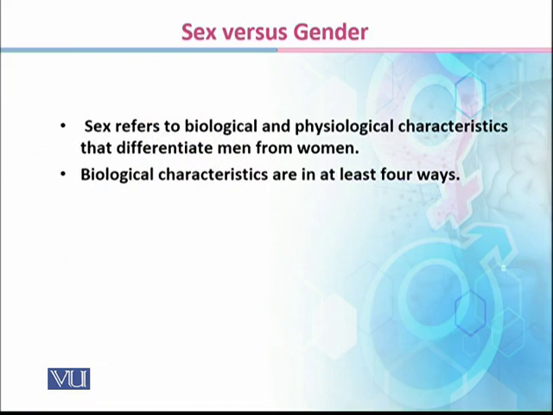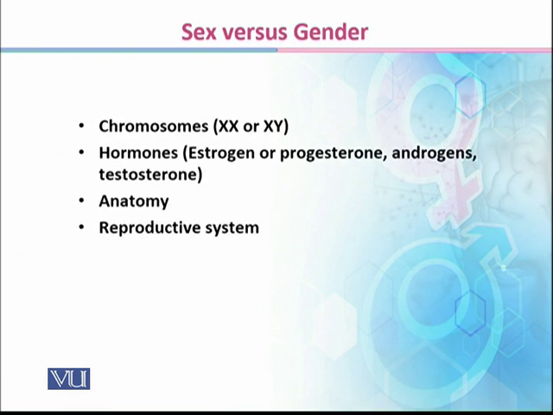Sex refers to biological and physiological characteristics that differentiate men from women. Biological characteristics are at least 4, which make the two different. The differences between men and women based upon their sex or the biological features are at least in 4 ways. First of all, there is a difference between the sets of chromosomes that a male child and a female child will have. Females will have an extra X chromosome, so they have an XX pair, whereas a male child will have an XY pair of chromosomes.